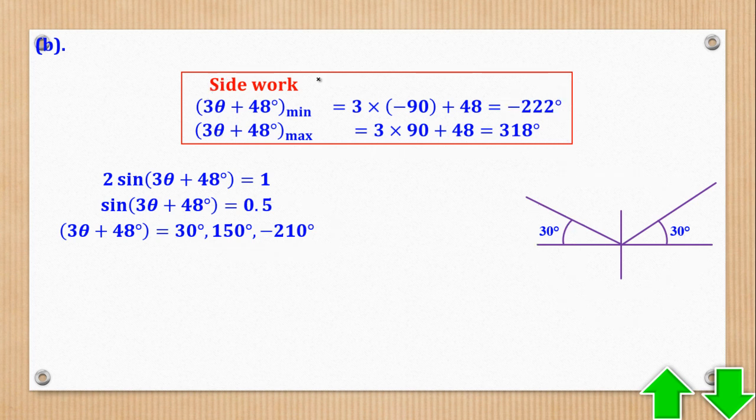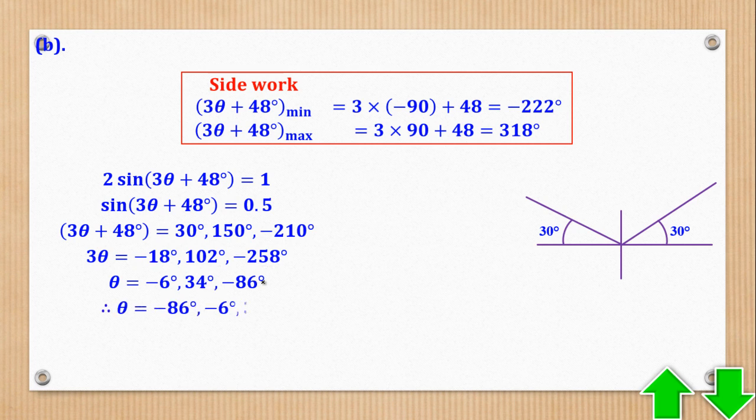Okay, then you can now make 3 theta the subject by taking this one this side. So 30 minus 48 gives this, minus 48, this, minus 48. Then next is divide by 3. Divide by 3, divide by 3, divide by 3. Then you can arrange in ascending order. And that's what they wanted.